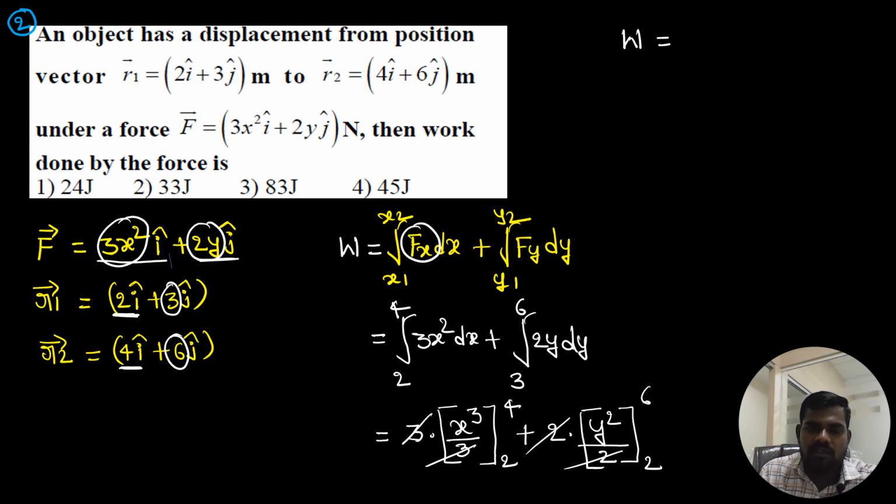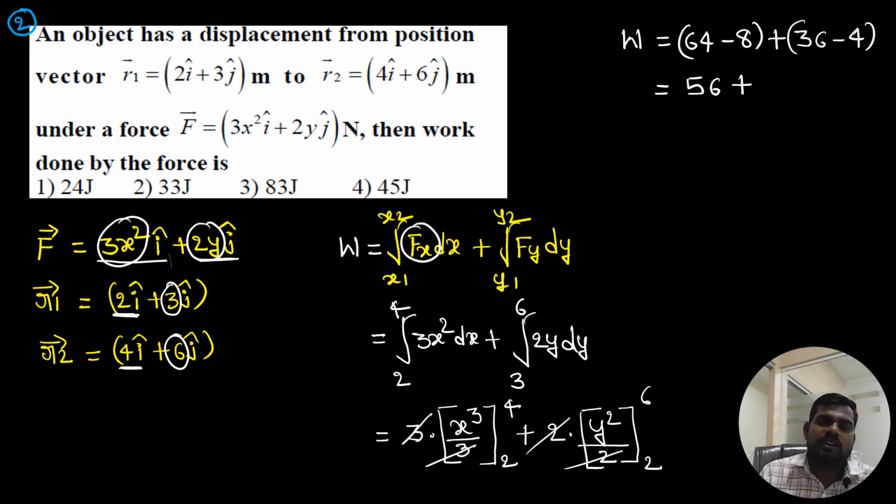x cube is nothing but we can take the upper limit 4 cube. 4 4s are 16, 16 4s are 64. 64 minus again 2 cube is nothing but here 8. Next plus y square means like 6 square is 36 minus 4, that is equal to 64 by, it is nothing but 56 and plus 36 minus 4.